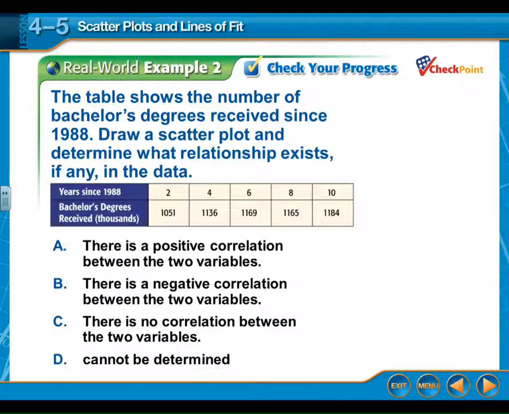Alright, let's take a look at the table. Well, we have years since 1988, and it goes 2, 4, 6, 8, 10. So I know that the years are going up in value. And I see that it starts out with 1,051, and this unit of measurement is in thousands. So we have 1,051 thousand degrees in 2 years since 1988, and I can see it's going up in value through year 10. So that's a positive correlation between the two variables.